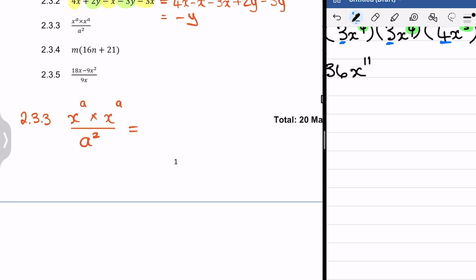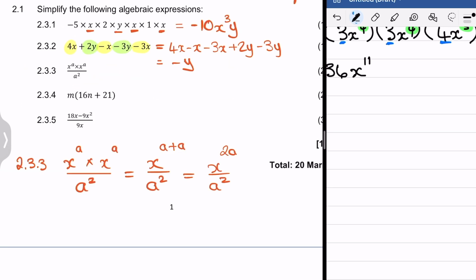But if you look closely, we've got powers of the same base x, so we can keep the base and add the exponents, because that's what the law says, over a to the power of 2. Simplifying that, I've got x to the power a plus a, which is simply 2a, over a to the power of 2. And that is me just applying the laws of exponents, nothing fancy happening here.